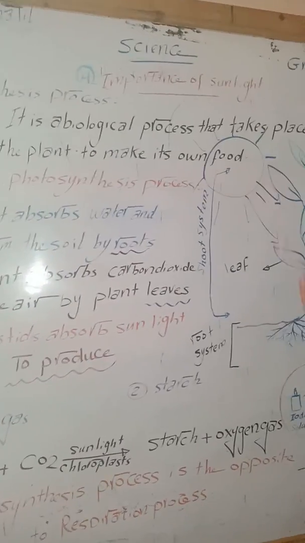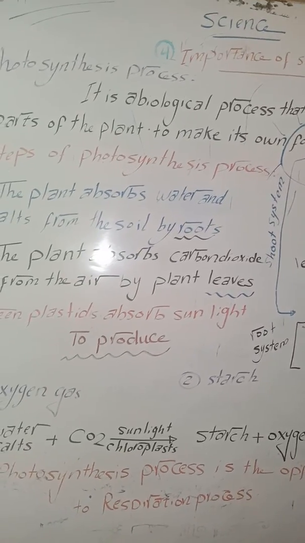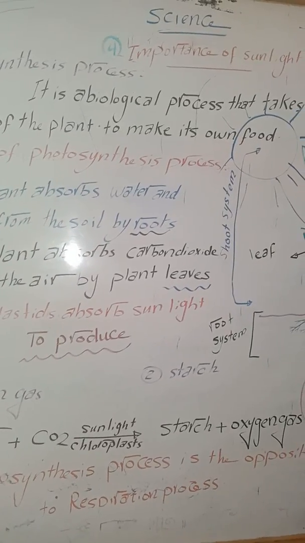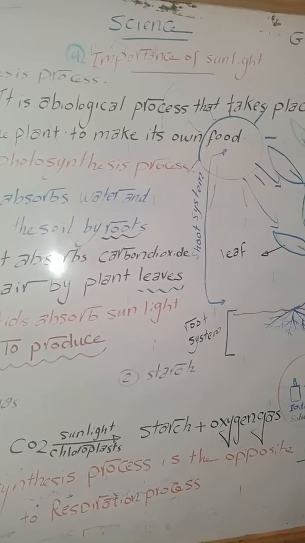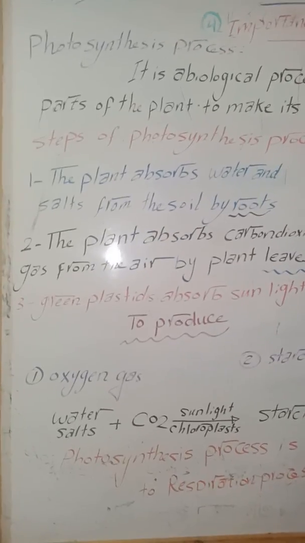Our lesson today is about the importance of sunlight. This is the fourth and last lesson in this unit. What is the importance of sunlight? Sunlight is very important for green plants. It is very important for green plants to make their own food by the photosynthesis process.